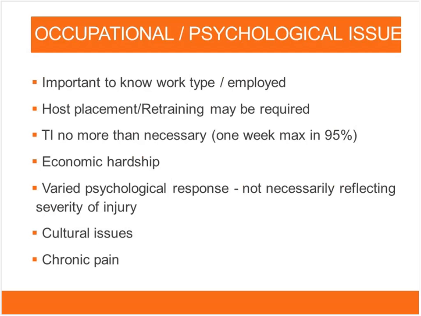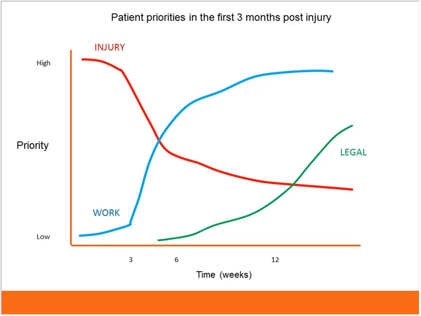We have to take into account, though, there may be psychological difficulty, economic hardship, relationship breakdowns due to injury, anxiety, cultural issues, and chronic pain. All of these things need to be accounted for and respected during the recovery. This little chart just talks about how the worker's interest is mostly at the injury at the start and not at all with work. But after a period of time, the injury becomes less important and work becomes more important. And if we leave things too long, other issues start to creep in.